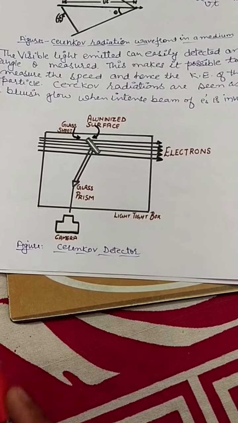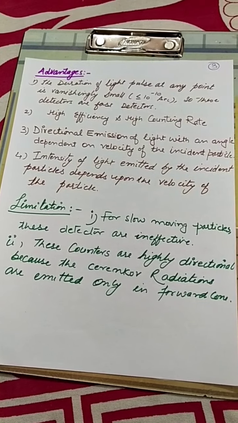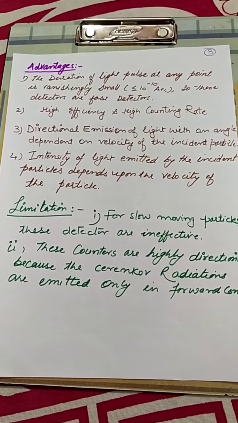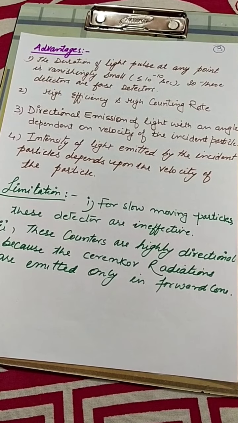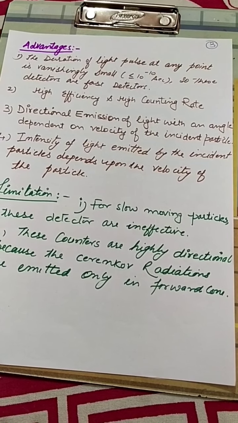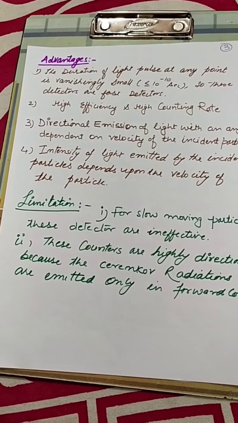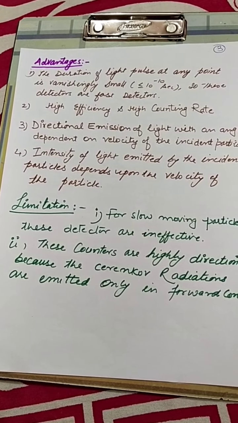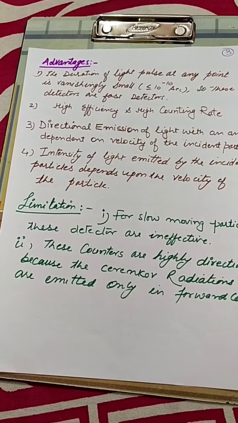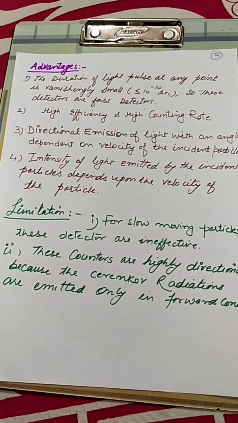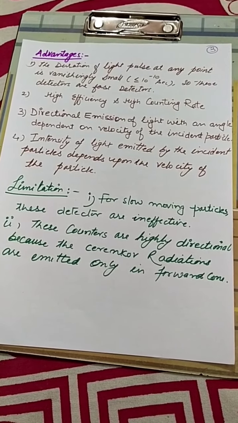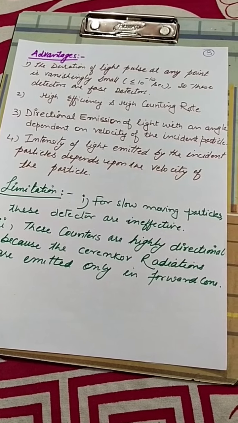Some of the advantages. The most important advantage is that its efficiency is very high, with high count rates. The duration of light pulse at any point is vanishingly small, less than or equal to 10 raised to power minus 10 seconds. It means that these detectors are fast detectors as compared to others. Third, the intensity of light emitted by the incident particles depends upon the velocity of the particles. Next, the directional emission of light with an angle depends upon the velocity of the incident particles.